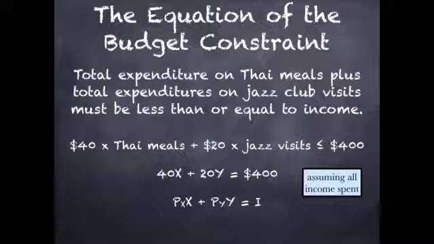So we can write that out in a general form: the price of X multiplied by X plus the price of Y times Y is going to be equal to our income. We're just rewriting this in a general form. Our income is equal to 400. That's how much we have to spend. So that is I. And here's the total expenditures on Thai meals, and here's the total expenditures on jazz visits.